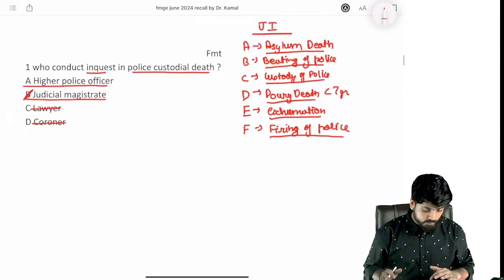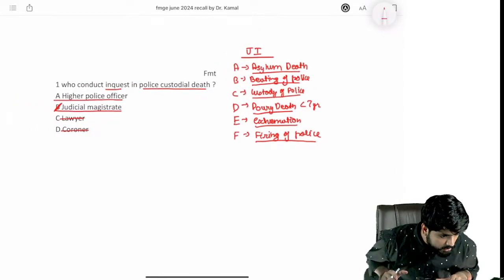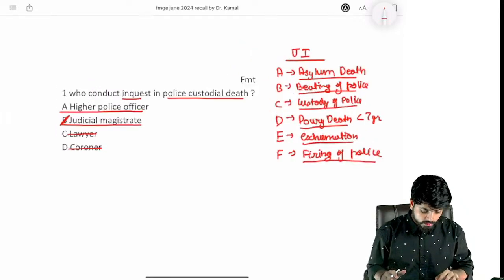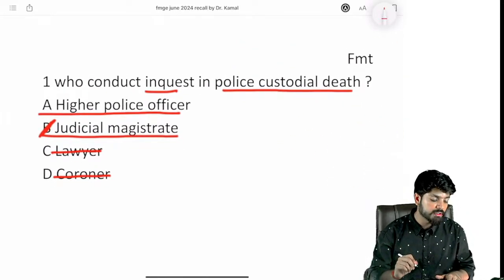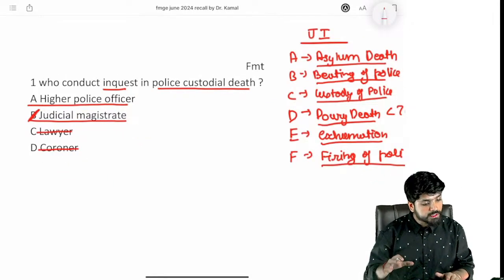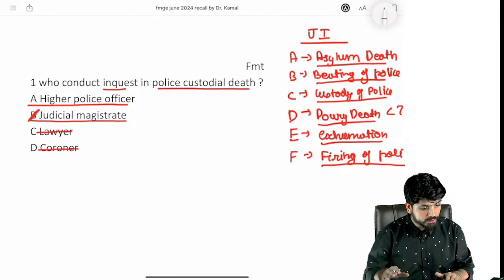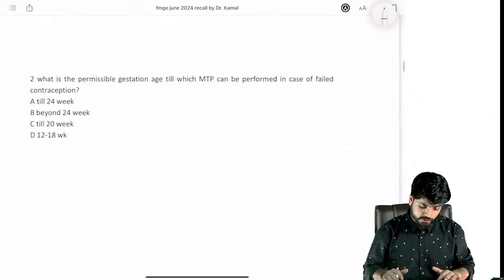Okay. Now moving on to the next question. If any kind of doubt is there, now there was judicial and executive magistrate in option. Still the answer will be judicial magistrate itself. Because this is related to judicial magistrate only. Moving on to the next question.